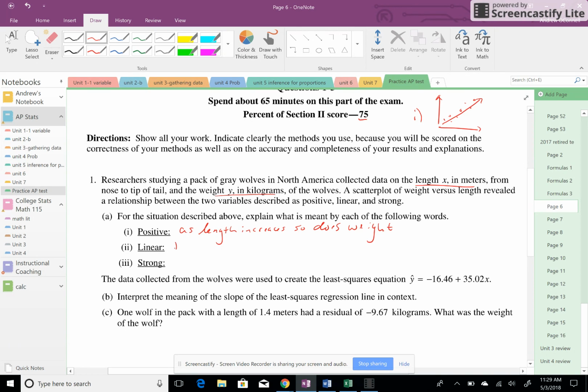Linear, something along the lines of the scatter plot more or less resembles a line. Also, it's something like you see up here, more or less the pattern makes a line. In strong, you should say something along the lines of the scatter is modeled well with a line. Something like the residuals are small.